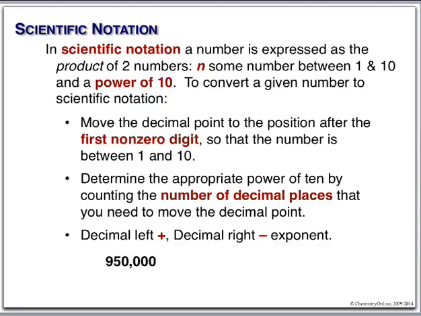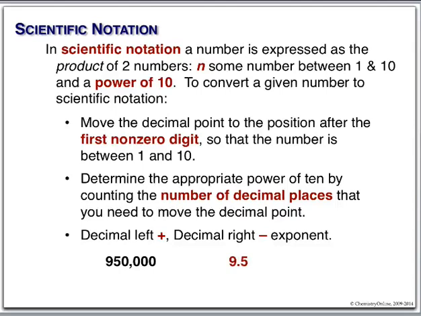If we had 950,000 and we were going to write this in scientific notation, first thing we'd say is, well, there's no real decimal point, is there? But there's an implied decimal point here. And because there's an implied decimal point, this is where we're going to start. Our first rule says we write our coefficient as a number between 1 and 10. So we're going to move our decimal here between the 9 and the 5 and write 9.5.